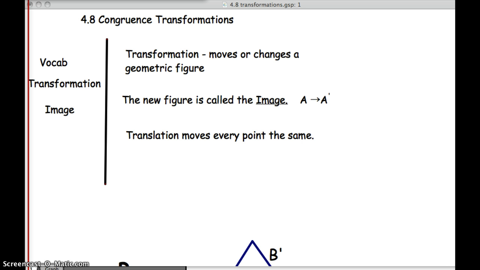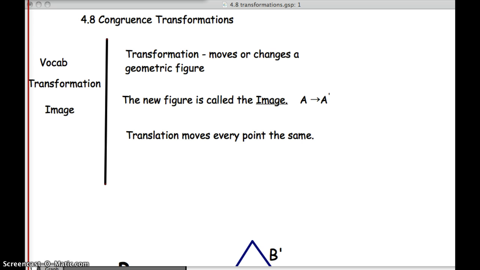But a transformation moves or changes the geometric figure. Today we're going to focus mainly on moving. When we change a geometric figure, the change is more of a dilation. And a dilation is when you make the figure bigger or smaller. Okay, we're not doing any of that today.